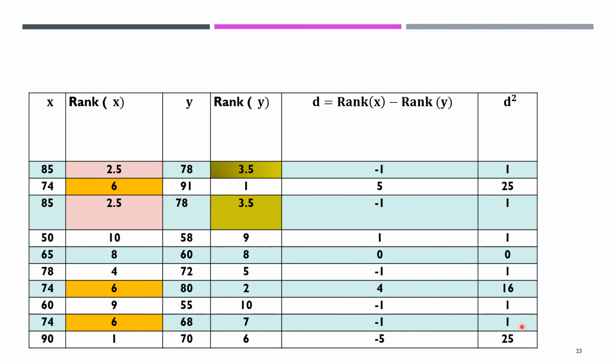Adding all these D square values, we want summation D square. We want M1, M2 and M3. So M1 is 2, M2 is 3, M3 is 2. And summation D square we have to calculate by adding all the values in the column D square.